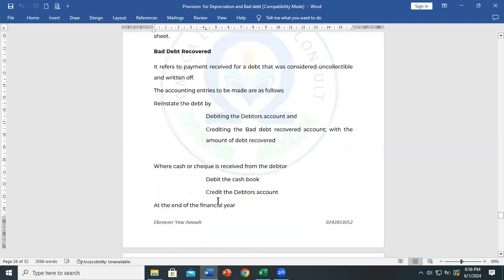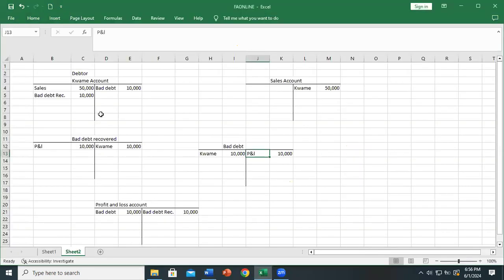Now let's go to the bad debt recovered. If you recover a debt, like I demonstrated in the example, you debit the debtor and you credit bad debt recovered. So you see, another tip I'm going to give you is that bad debt is an expense. So when it occurs, you debit. If it is recovered, credit bad debt recovered, because bad debt recovered is the opposite of bad debt. So these are some of the similarities and relationships you can draw between these two accounts so that you don't get confused.